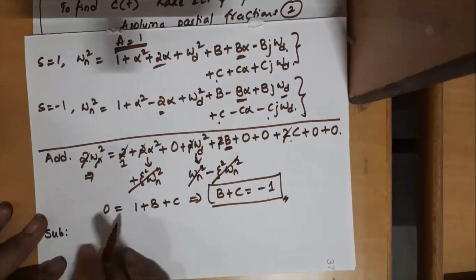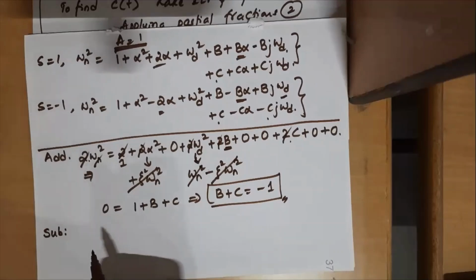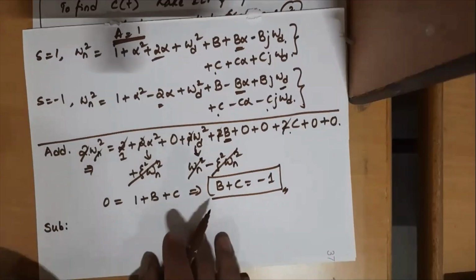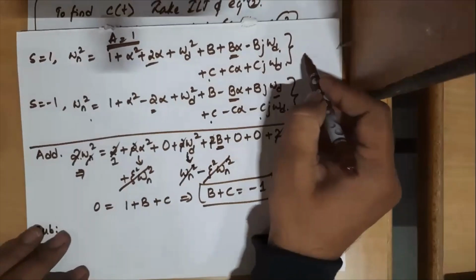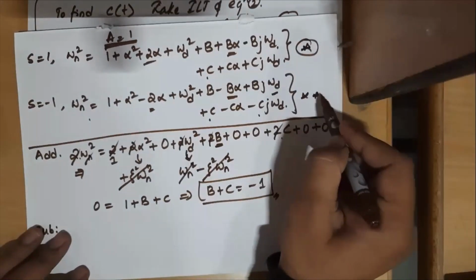Now subtract the equation. So we are proceeding towards finding c of t. Everyone should keep that in mind. So next is the second method, the second option. Subtract this star and double star equation.